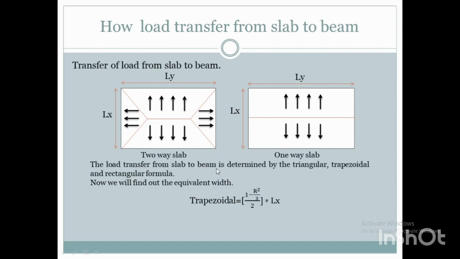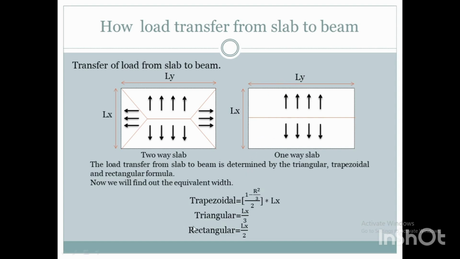Now we will discuss the triangular formula. The triangular formula is equal to the shorter span divided by 3. From here we get the equivalent width of the triangular load. Now we will discuss the rectangular. For rectangular load, the formula will be Lx divided by 2, where Lx is the shorter span of the one-way slab.